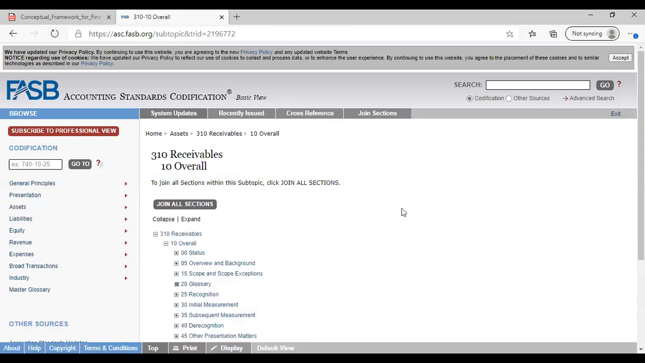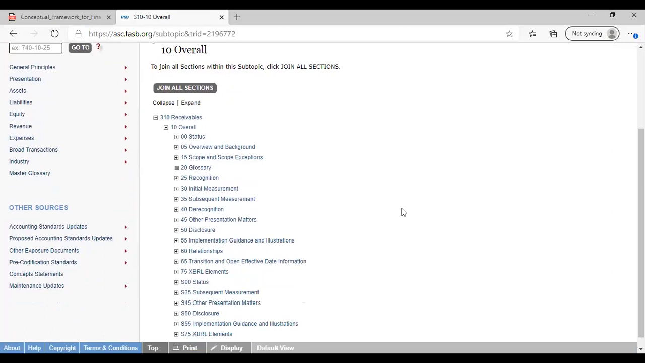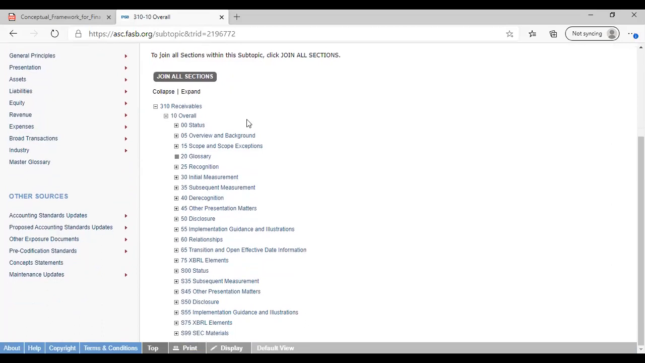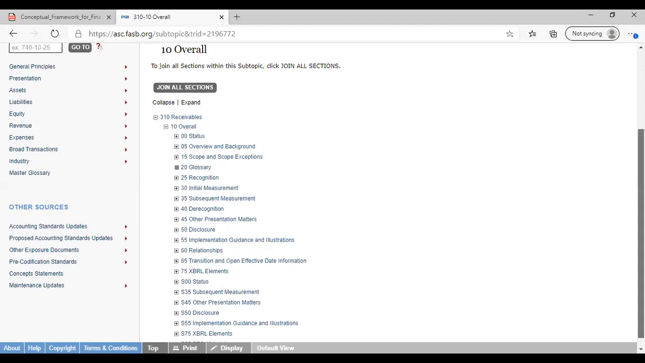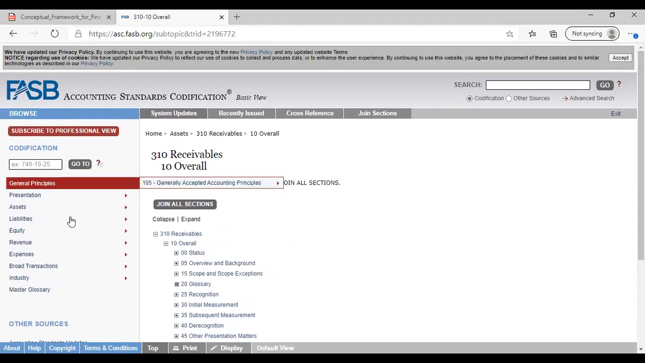So overall now it goes into several different areas, right? We can go overall: background, scope and scope exceptions, recognition, initial measurement, subsequent measurement, derecognition, presentation matters, disclosures, guidance and illustration, relationships, status, subsequent, all kinds of things here, right? Again, we're not going to get too deep into this. I just wanted you guys to know where we go to find this stuff and where it is all listed. Okay, so I'm going to stop sharing this.